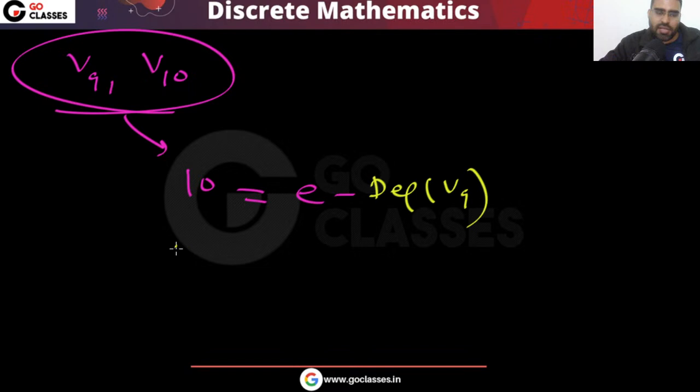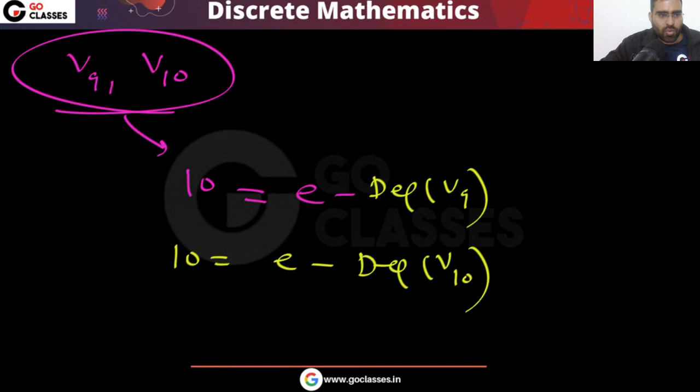Okay, what to do now? Now we have equations. We have a total of 10 equations. Anyone, any idea? What can we do with these 10 equations?